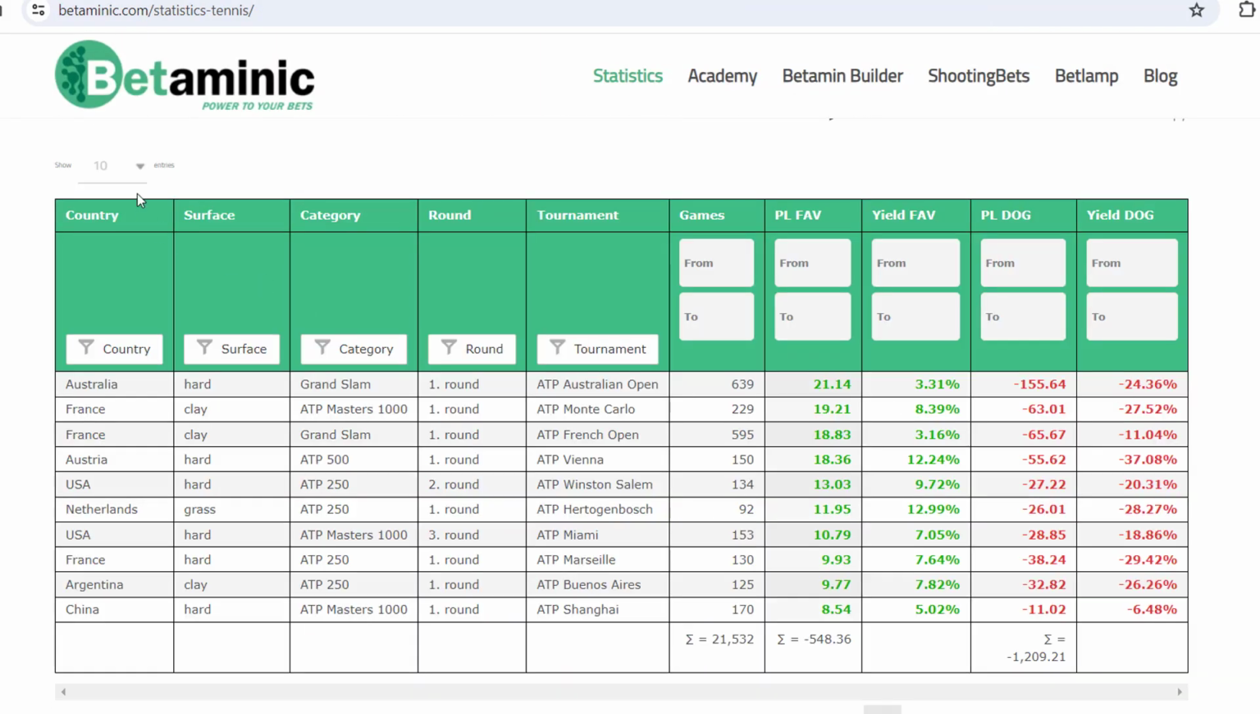So if you're interested in big data in tennis, then take a look at this free tennis statistics page and see if you find any useful data.